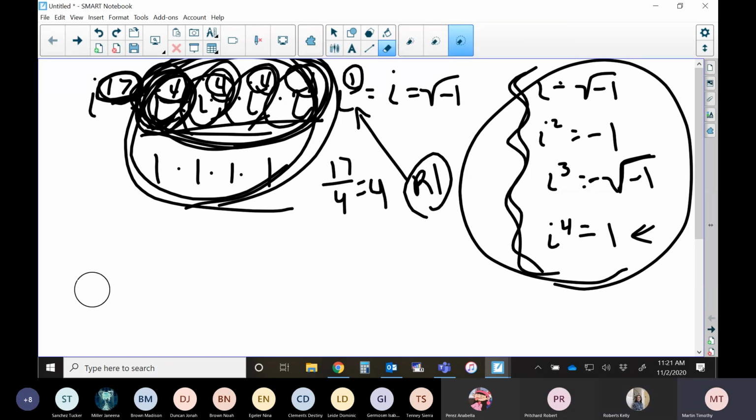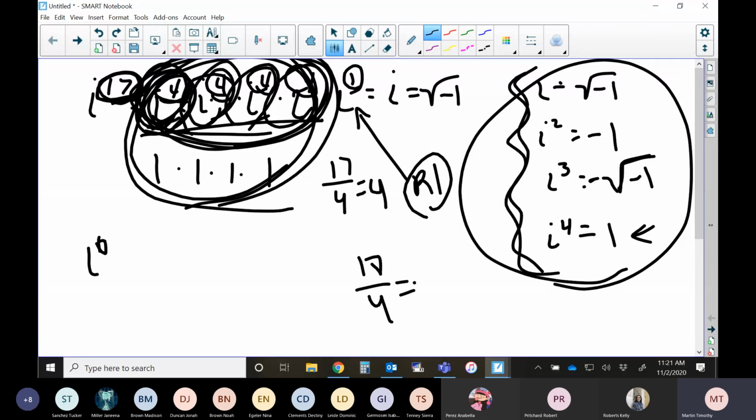Yep. If I did i to the 18th, again, I would do 18 divided by 4, which would give me 4, but it would be remainder 2. What does that mean? i to the 18th is going to be equivalent to i to the 2nd, which is negative 1.